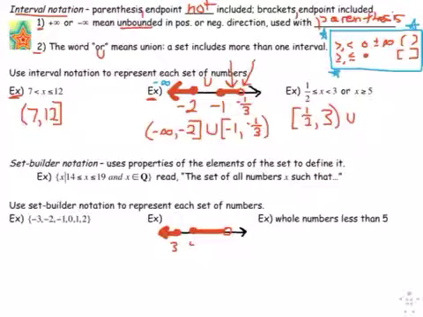The word or means union. Now, be very careful here. This is x greater than or equal to 5. Visualize that. It actually starts and includes 5 and then goes towards positive infinity. That's very hard to wrap your head around.